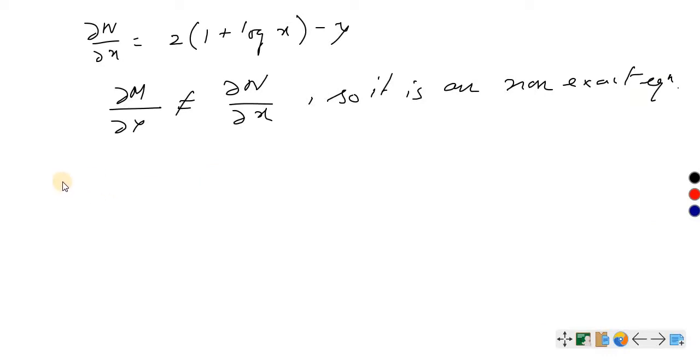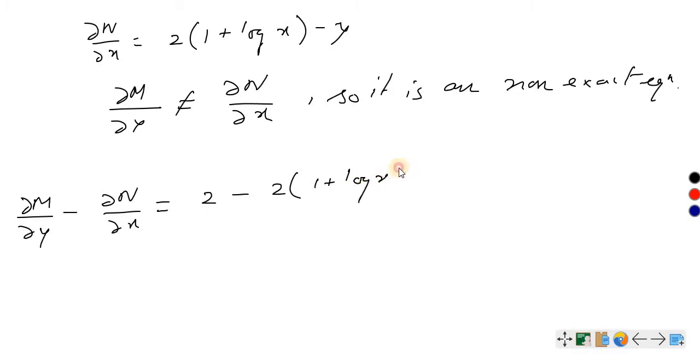So to get the solution of a non-exact equation, at first we will check that condition which is given by rule number 1. So first I will find the difference of this, that is partial differentiation of M with respect to y minus partial differentiation of N with respect to x, and this is equal to 2 minus 2(1 plus log x) plus y. So if I open this bracket, I will be getting minus 2 log x plus y. So this is what I have got, the difference of these two.